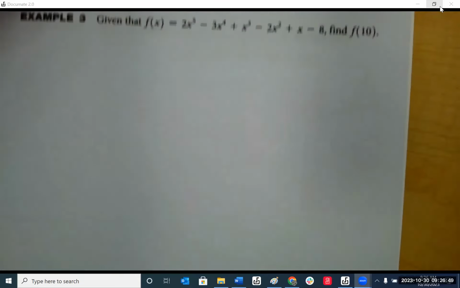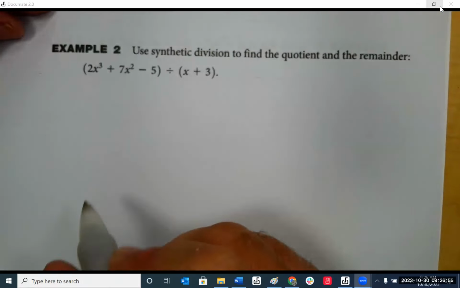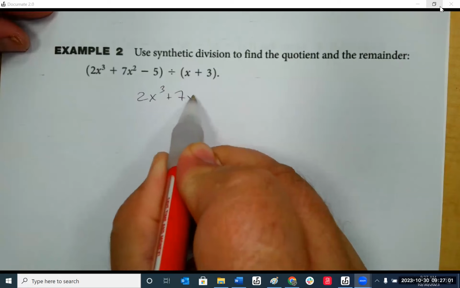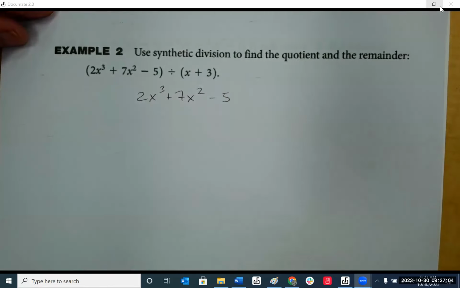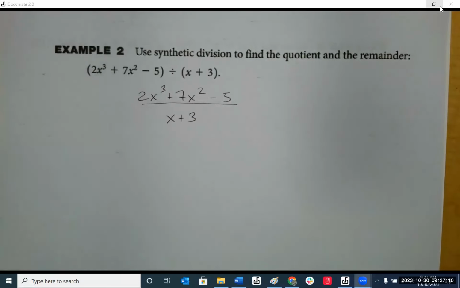Let's see here. Well, that's right. I'll go ahead and run through this one real quick. Use synthetic division. So what that really means is 2x cubed plus 7x squared minus 5, divided by x plus 3. Can we use synthetic division? Yeah, because the bottom is x plus or minus a number.